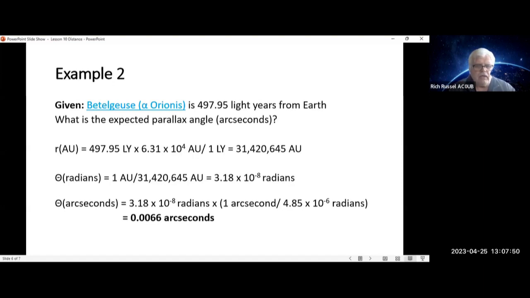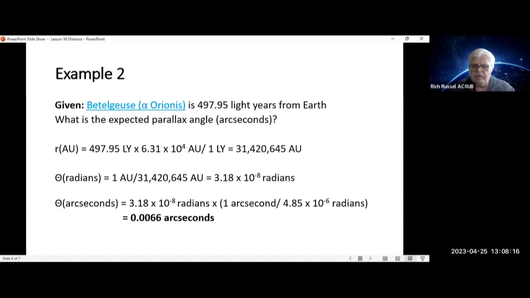And if you take the theta, remember theta times R in AU is equal to 1 AU in radians. So theta in radians is equal to 1 AU over 31,420,645 AU, which is therefore equal to 3.18 times 10 to the minus 8 radians.